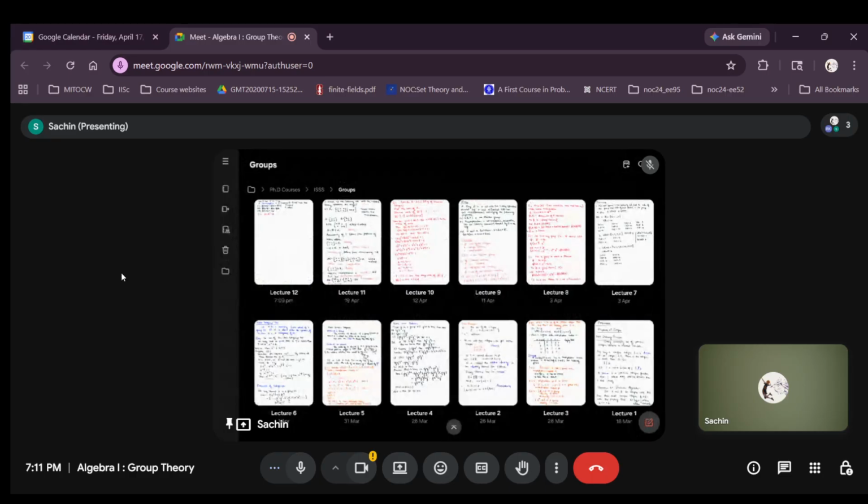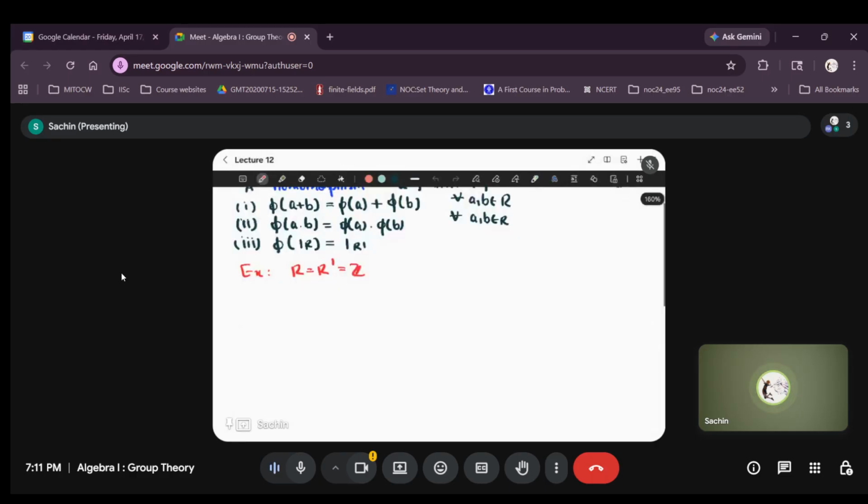So you had multiple homomorphisms from the ring of integers to the ring of integers. But the third condition, that phi of 1 must be equal to 1, places a lot of restriction. And it turns out that there is actually only one ring homomorphism from Z to Z. And we'll see why that is.